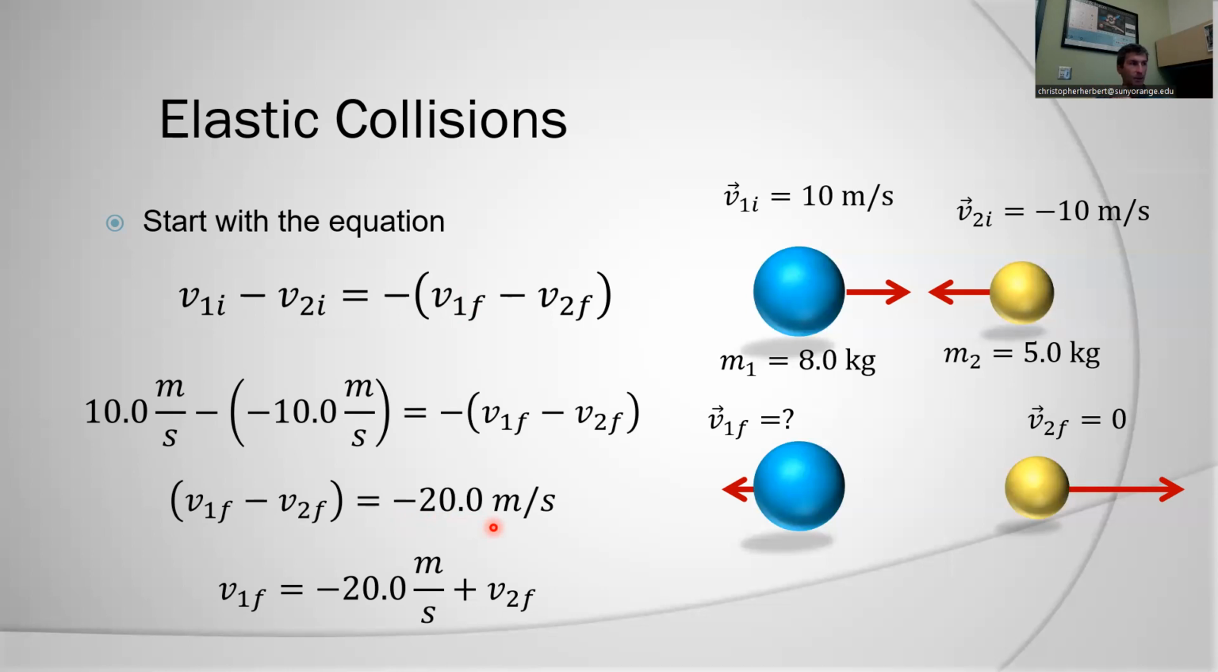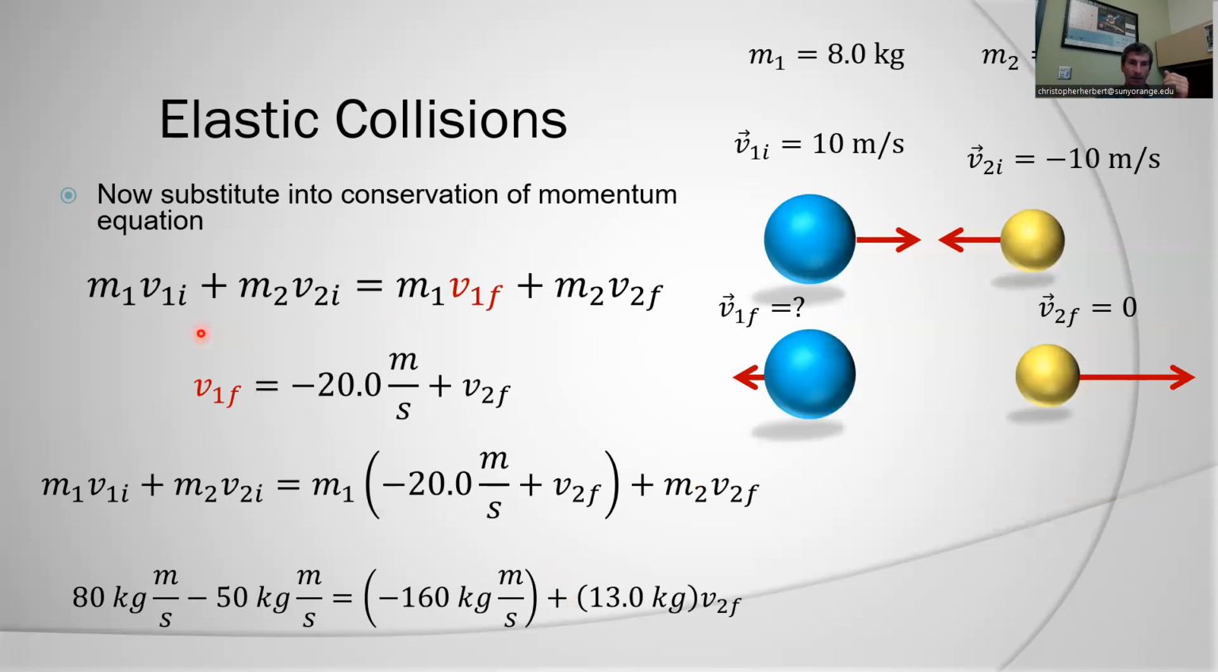So now let's go ahead and do that. I put my V2 on the right-hand side. I have negative 20 also on the right-hand side. Okay, just adding V2F to both sides. And here's my first expression right here. I have two unknowns. I can't solve for that. I need a second equation, and I'm going to use conservation of momentum. Here's my second equation right here.